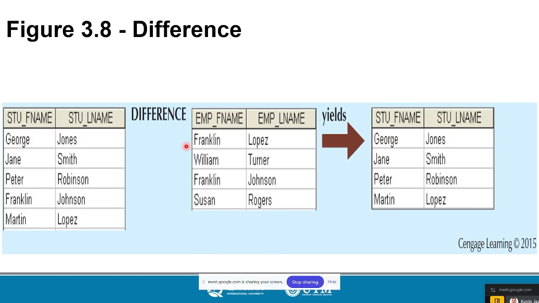George Jones is in here, but not in here. There's no George Jones. Now, Jane Smith, yes, there's no Jane Smith. Now we have Peter Robinson. Again, Peter Robinson, we have it in here, but no Peter Robinson in here. And Martin Lopez, we don't have Martin Lopez in here. However, Franklin Johnson, we have it in here and we have it in here. So the difference will not return that for us.